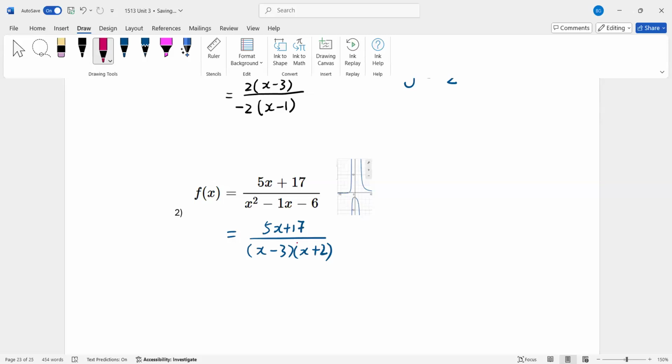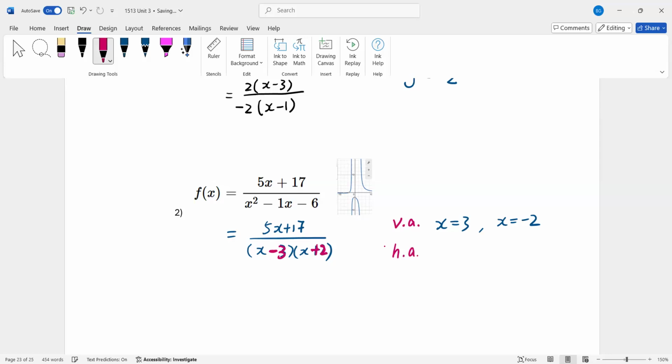Since we have 2 roots for the denominator polynomial, we have 2 vertical asymptotes. The 2 vertical asymptotes are x equals 3 and x equals negative 2. 3 would make the denominator 0. Negative 2 also makes the denominator 0. So that's how we find the vertical asymptotes.